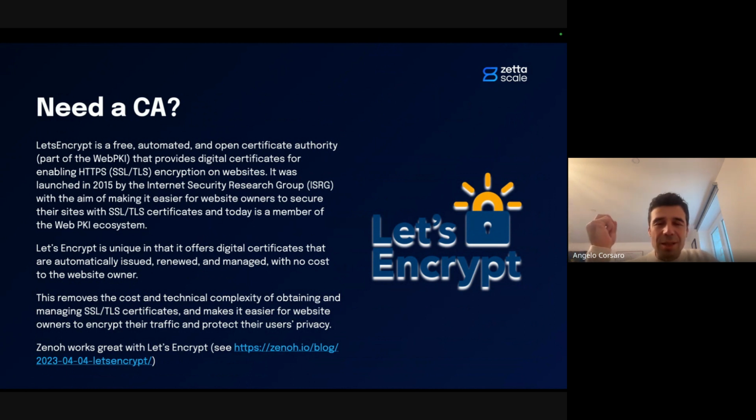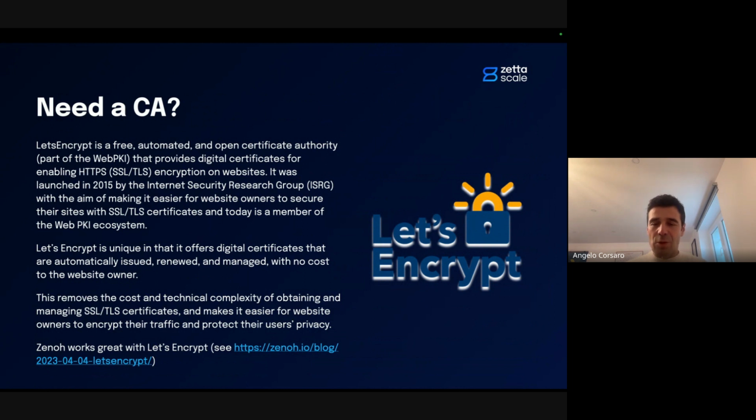The good news is that Let's Encrypt is there to help. This is a free, automated and open certificate authority that was established some time back by the Internet Security Research Group. It's great, and Zenoh works nicely with Let's Encrypt. If you want to see how to configure Zenoh to use Let's Encrypt, just read the blog available at the link shared on the slide.